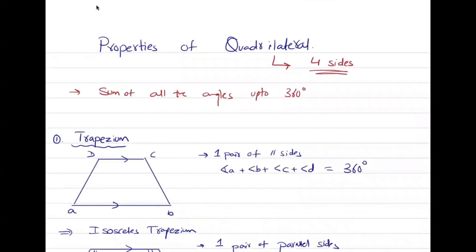Now let's move on to quadrilaterals. Properties of a quadrilateral. A quadrilateral is a four-sided figure. The sum of all the angles in a quadrilateral adds up to 360 degrees.